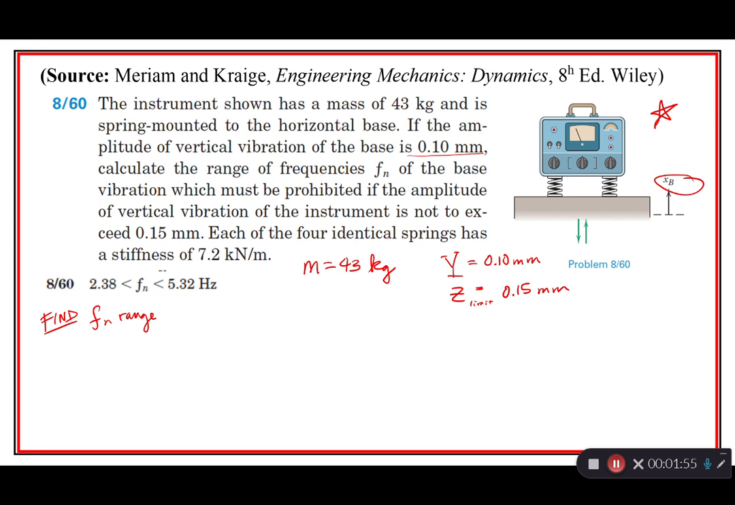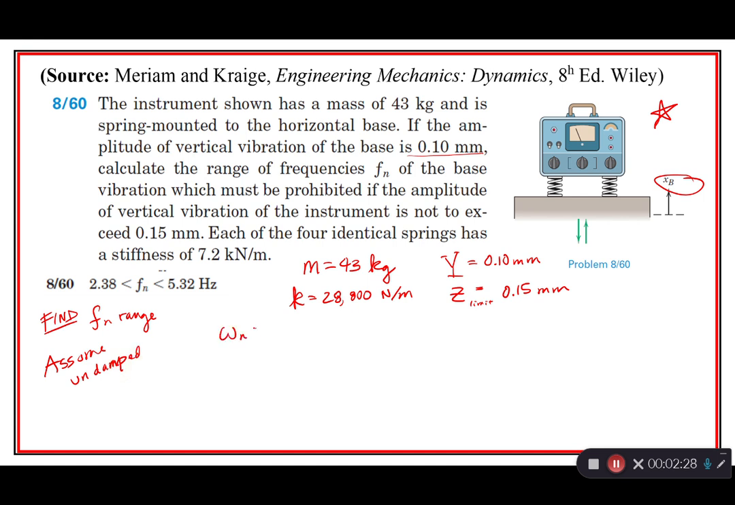Each of the 4 identical springs has a stiffness of 7.2 kilonewtons per meter, which turns out to make a total of 28,800 newtons per meter. All right, so I think we got a lot of stuff going on here. We're going to assume that it's undamped. Sure. So I'll assume undamped.